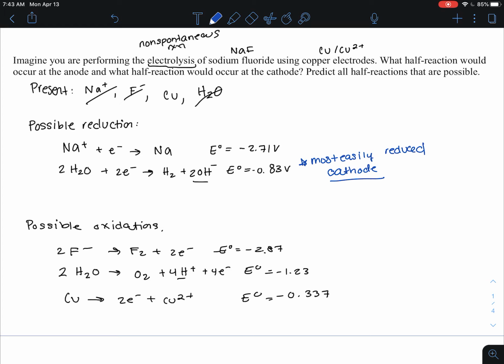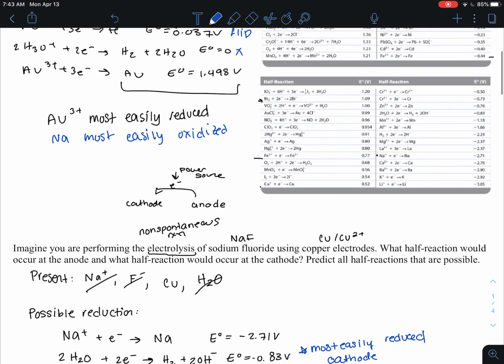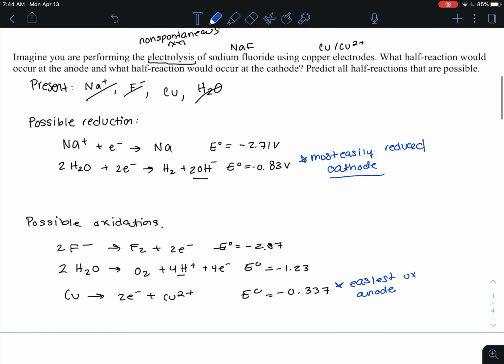Now, out of our possible oxidations, which one is the most easily oxidized? So we already flipped them, right? So which one has the highest number? This one, easiest oxidized, so it is at the anode, the copper. Awesome. So this is how we kind of look at different half-cell reactions. That's what we did up here.